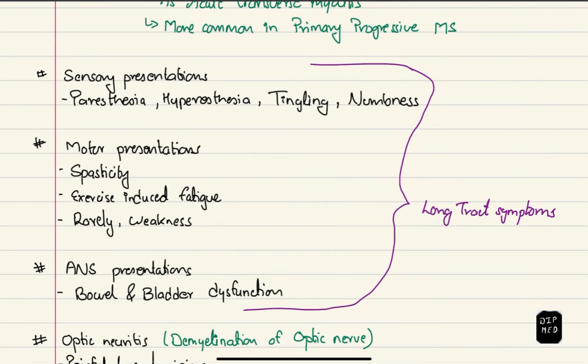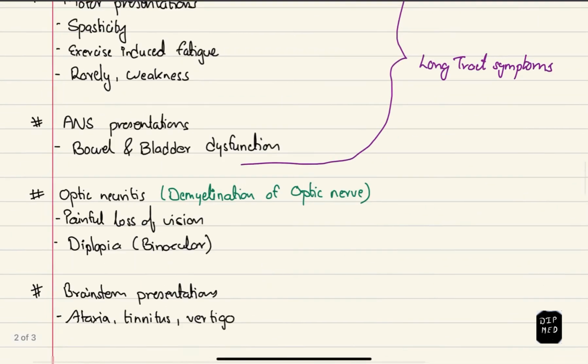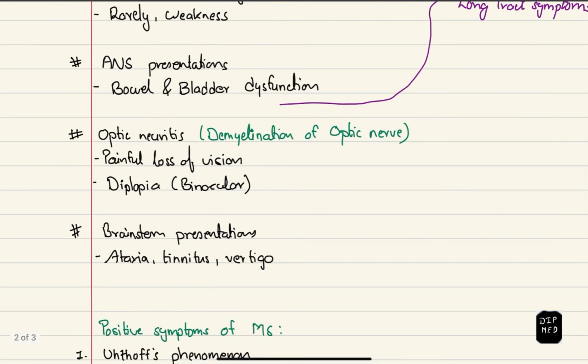The sensory presentations could be in the form of paresthesia, hyperesthesia, tingling, and numbness. Motor presentations could be spasticity, exercise-induced fatigue, and rarely weakness. Bowel and bladder dysfunction present as autonomic presentations. These three can be included as long tract symptoms. Then optic neuritis is due to demyelination of the optic nerve. There can be painful loss of vision and diplopia. Brainstem presentations include ataxia, tinnitus, and vertigo.